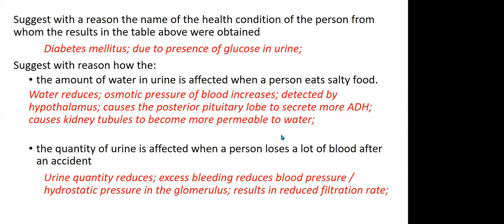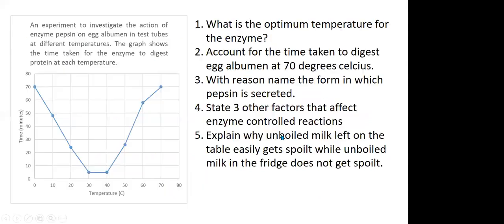I have another question that I want us to look at. It's a very simple one. A graph was plotted to show the time taken for the enzyme to digest protein at each temperature. So we're dealing with pepsin and egg albumin. So can we quickly answer this question? What's the optimum temperature for this enzyme?